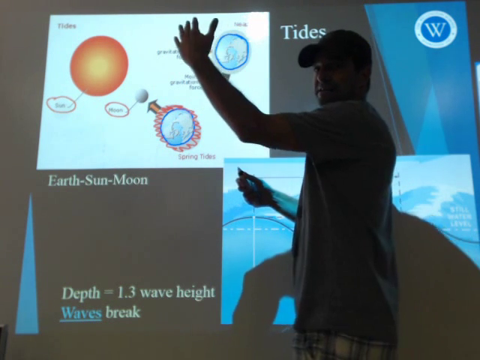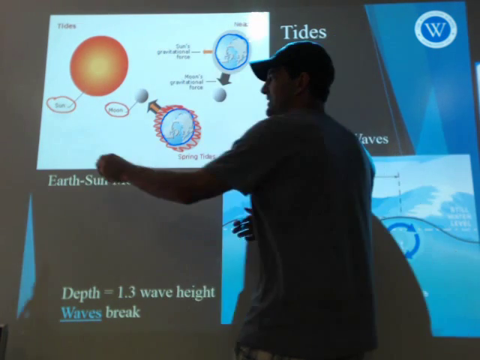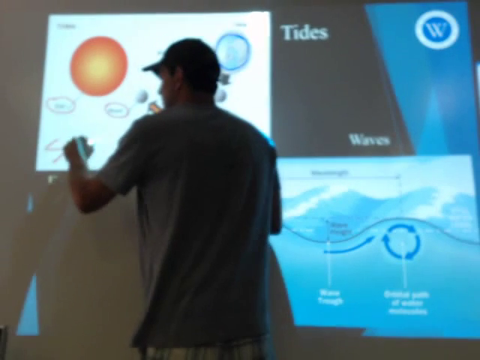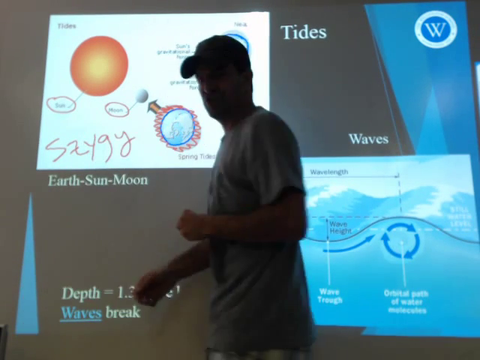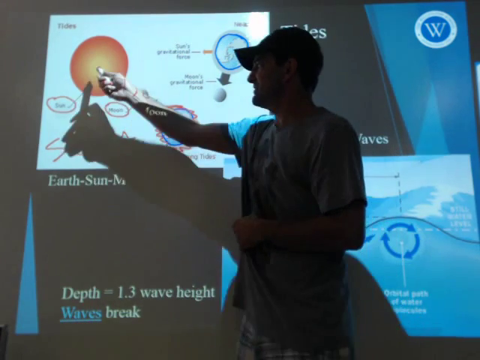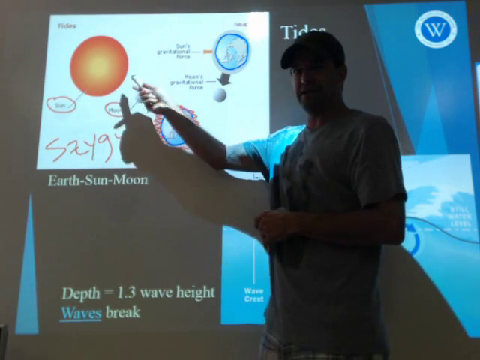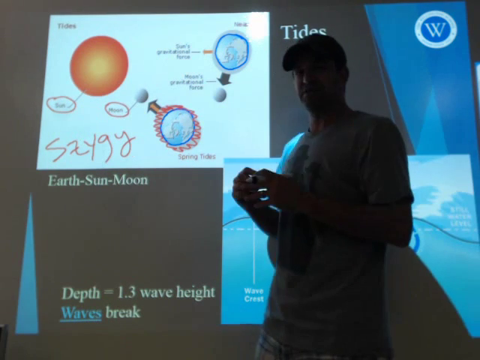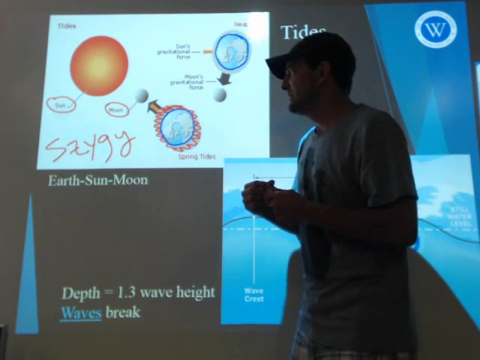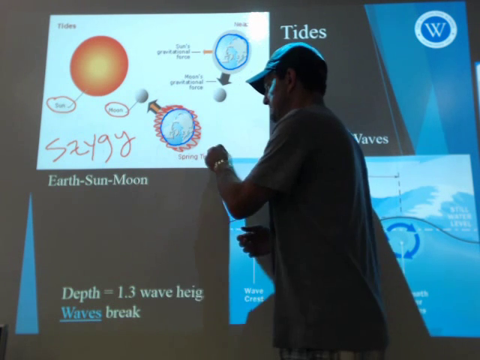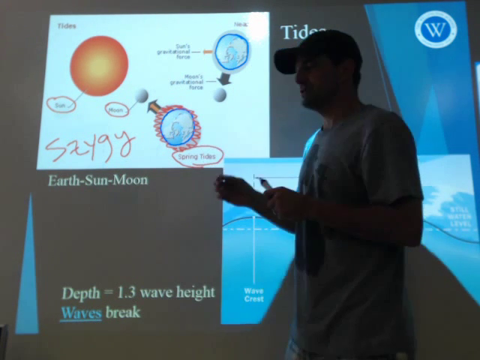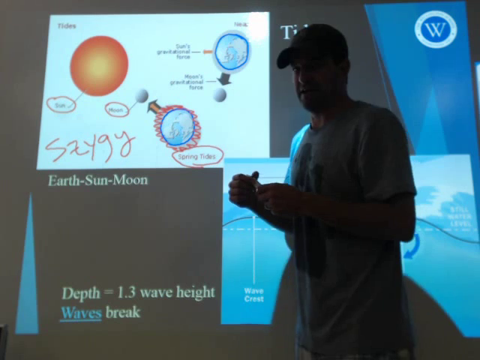We have our highest high tides and our lowest low tides in this situation, which is a cool word called syzygy. With syzygy, the sun, the moon, and the Earth are in alignment, and in those cases we have our largest tides, and those are called our spring tides. So our spring tides are our highest tides.